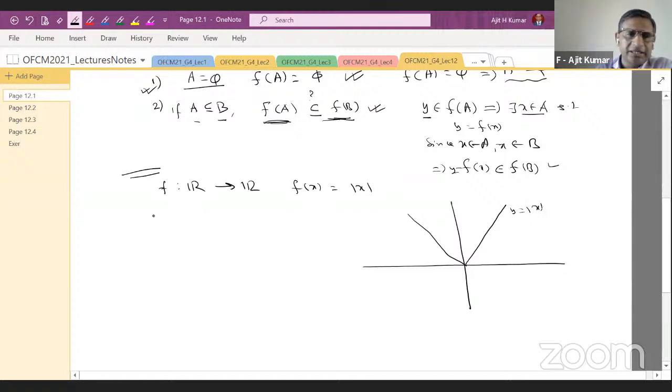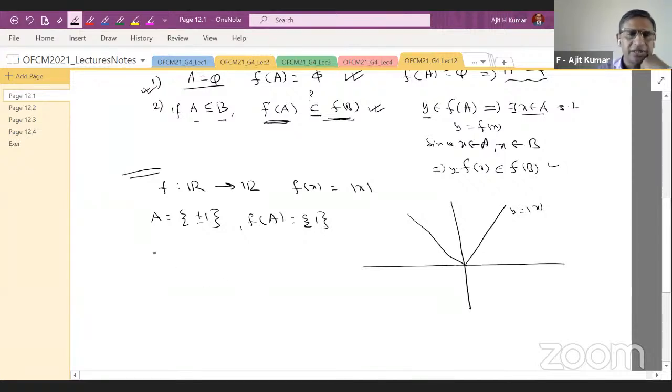Now suppose I take, for example, my set A to be the set of, let us say, +1 and -1. What do you think will be f of A? For each element in A, you have to write its image. So what is the image of +1? 1. What is the image of -1? 1. So this will be the singleton 1.